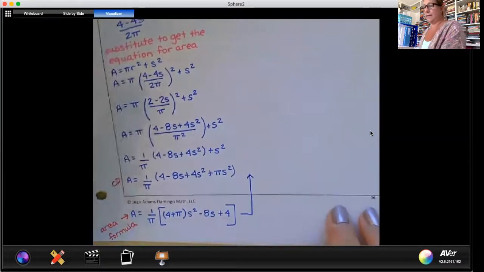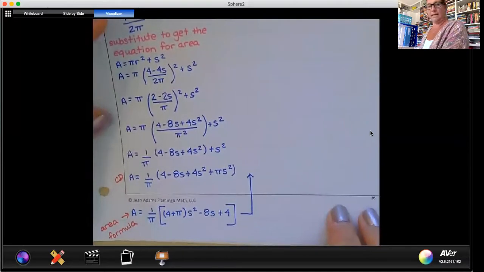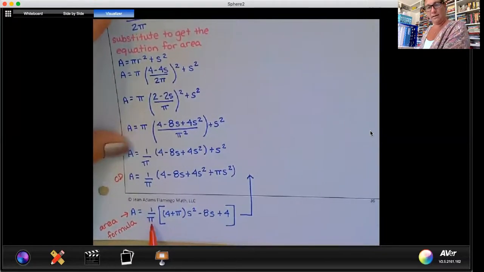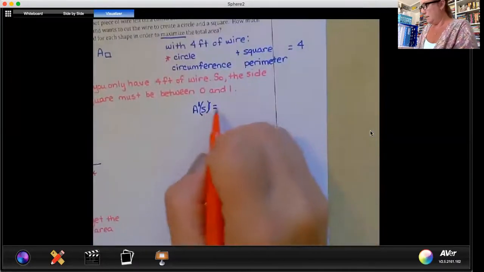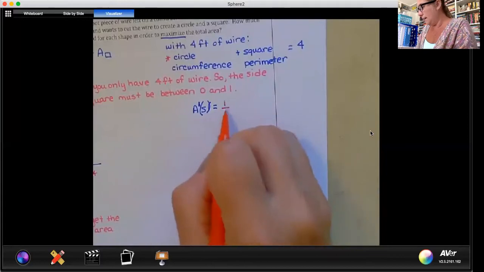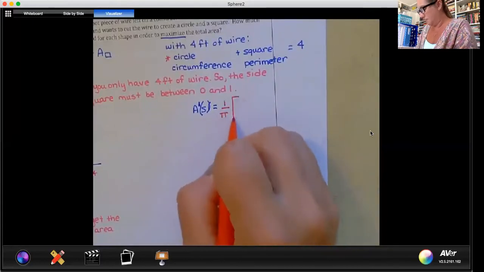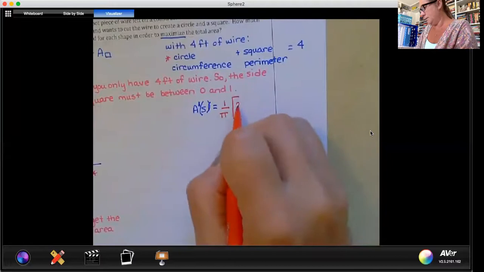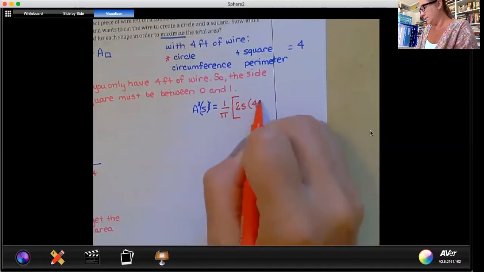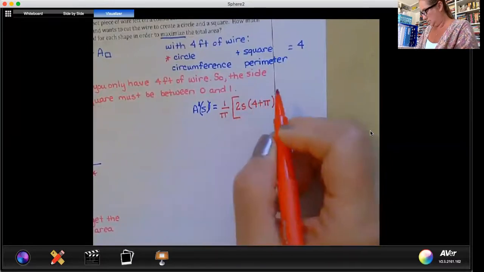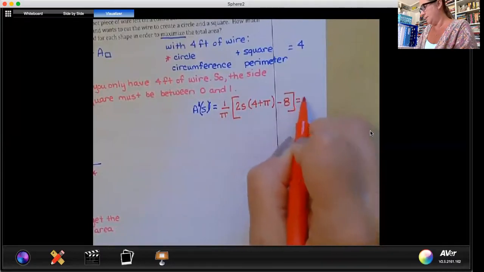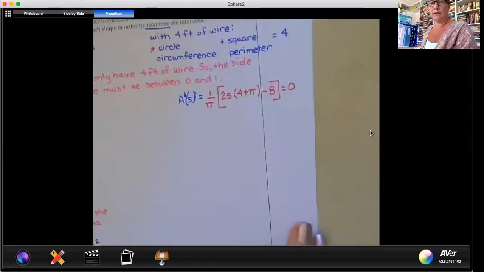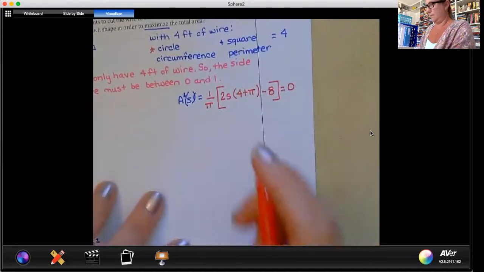Now we're going to find that derivative. It looks bad, but it's not as bad as you think. Remember, 1 over pi is a constant. 4 plus pi is a constant. There is no product rule here. So we're going to keep our 1 over pi on the outside. The derivative of s squared is 2s times your constant. The derivative of negative 8s is negative 8, and the derivative of your number is 0. So that derivative actually looks a lot better than that area formula.